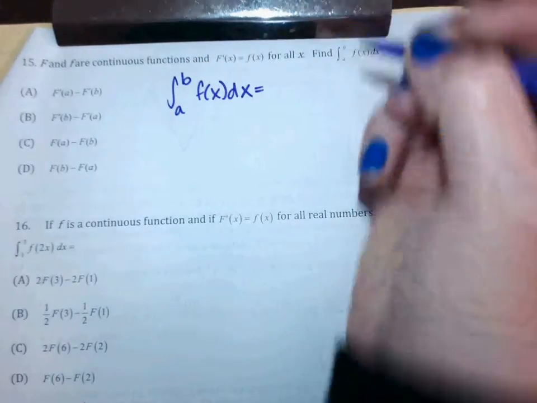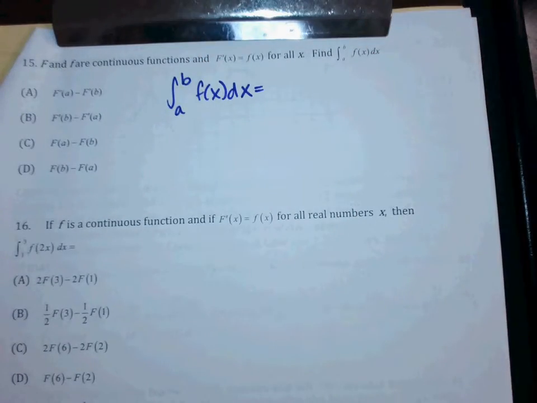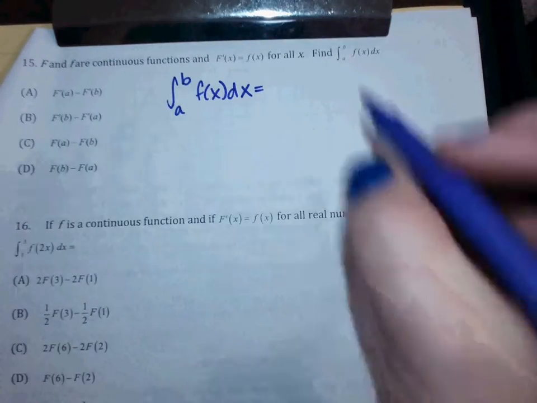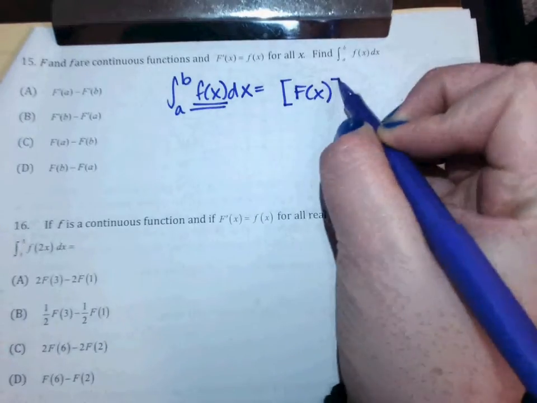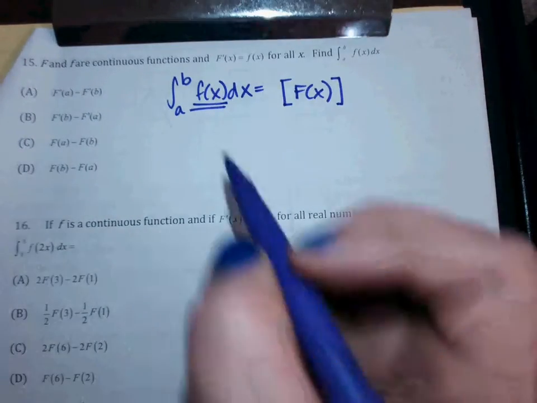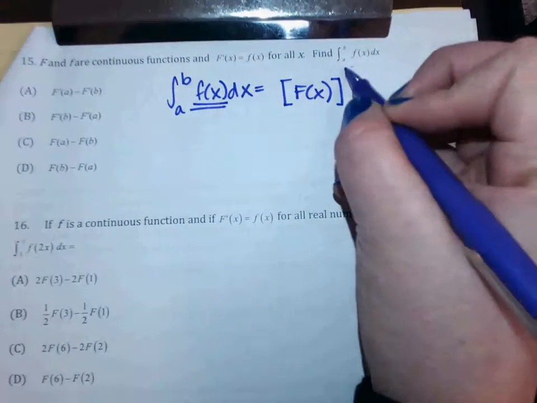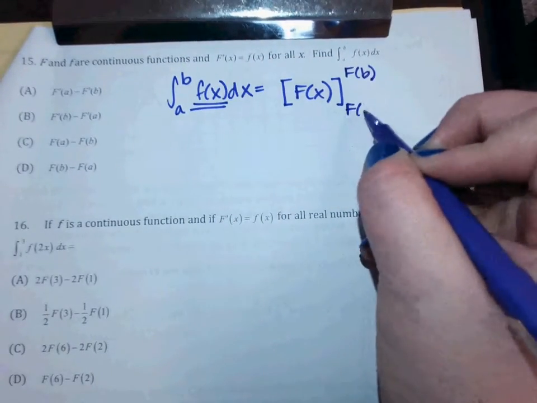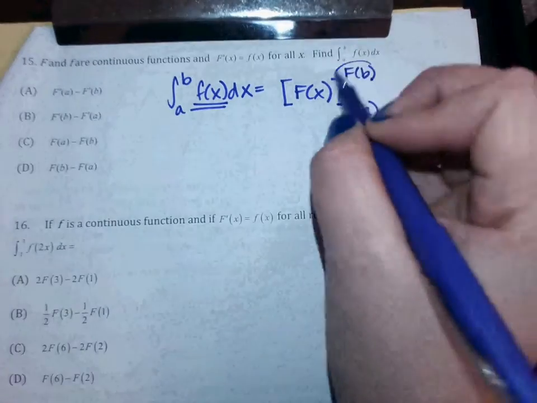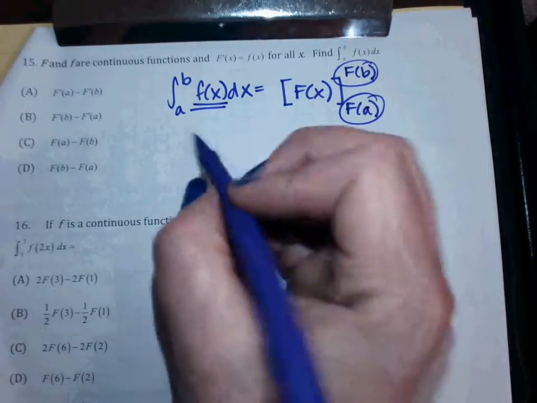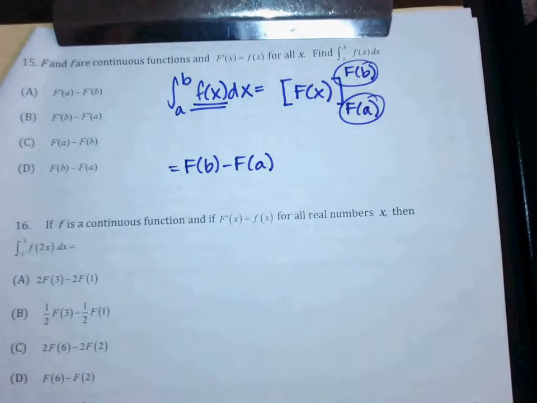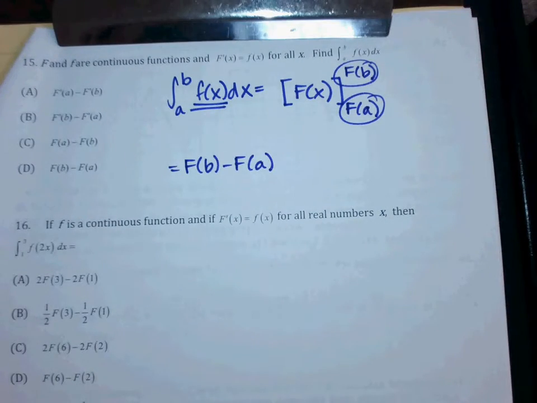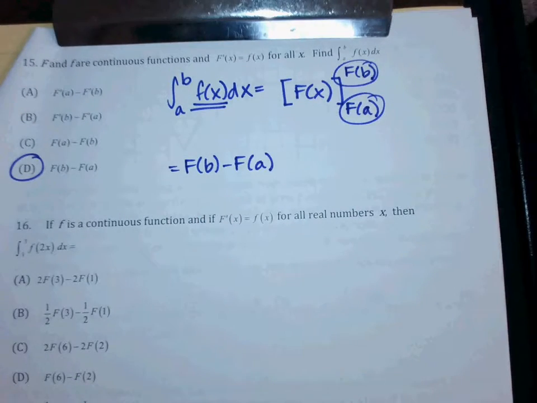Okay, automatically you should know the answer to that. What is the antiderivative of little f? Big F. And then what would I do with big F? I would plug in b, then I would plug in a, and then what would I do with these two guys? Subtract. So your answer should be f of b minus f of a, right? What answer is correct? D. Okay, easy, right?